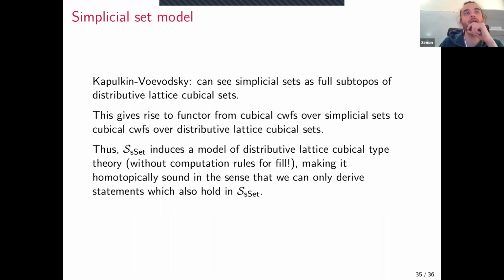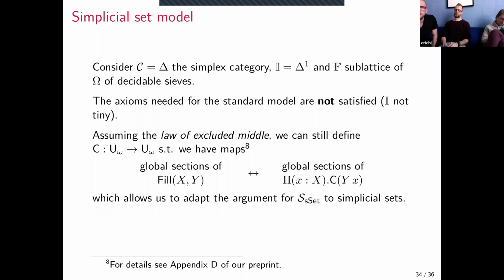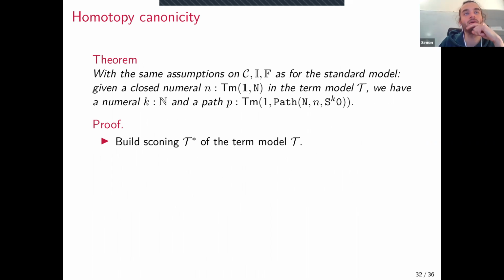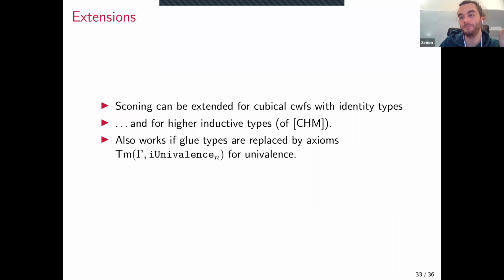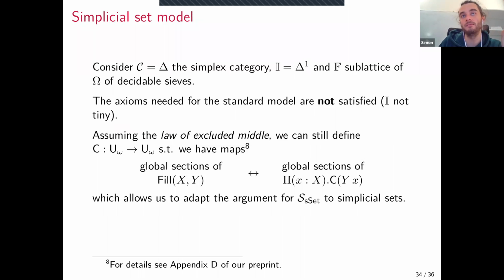Right. So before we go on, isn't delta 1 tiny because it's representable? No, it's not, I think. Right, yeah. Because in this case, as I said before, you need something more. For example, in the CCHM cubical sets you have the extra assumption that C is closed under products, which is not the case for the simplex category. Okay.